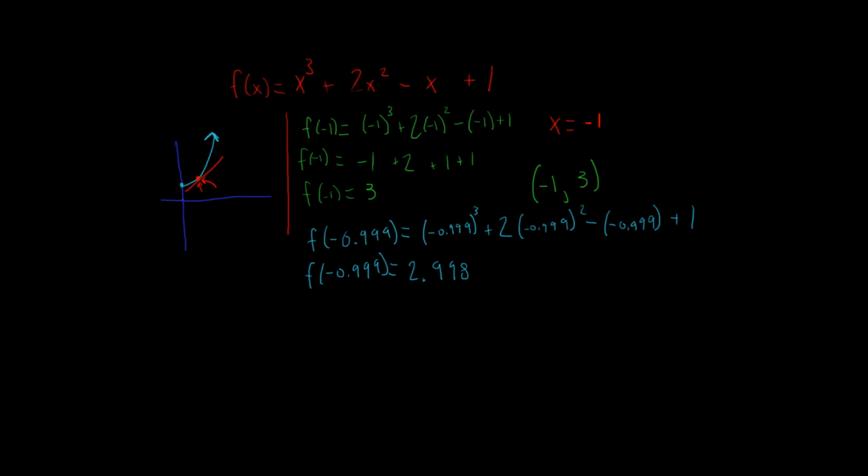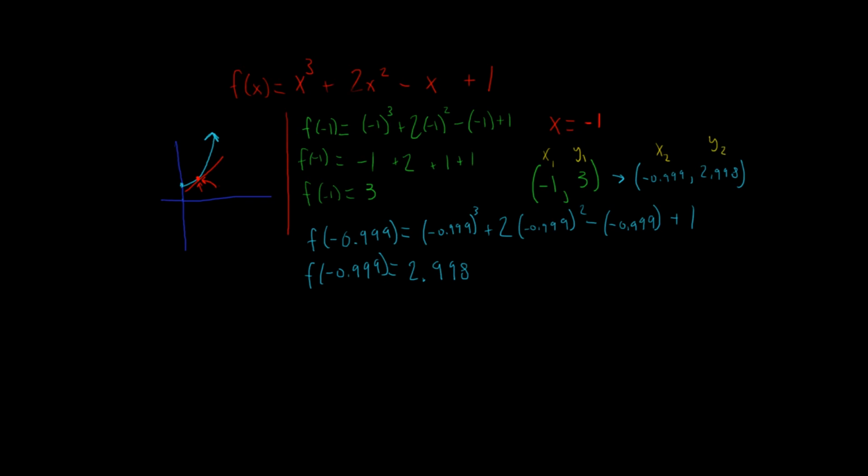Let me write out both points, and then we can list our x and y variables. So we've got this one, and then when x is negative 0.999, y is 2.998. This is going to be our x1, this will be our y1, this will be our x2, this will be our y2, and now it's simply just finding the slope.